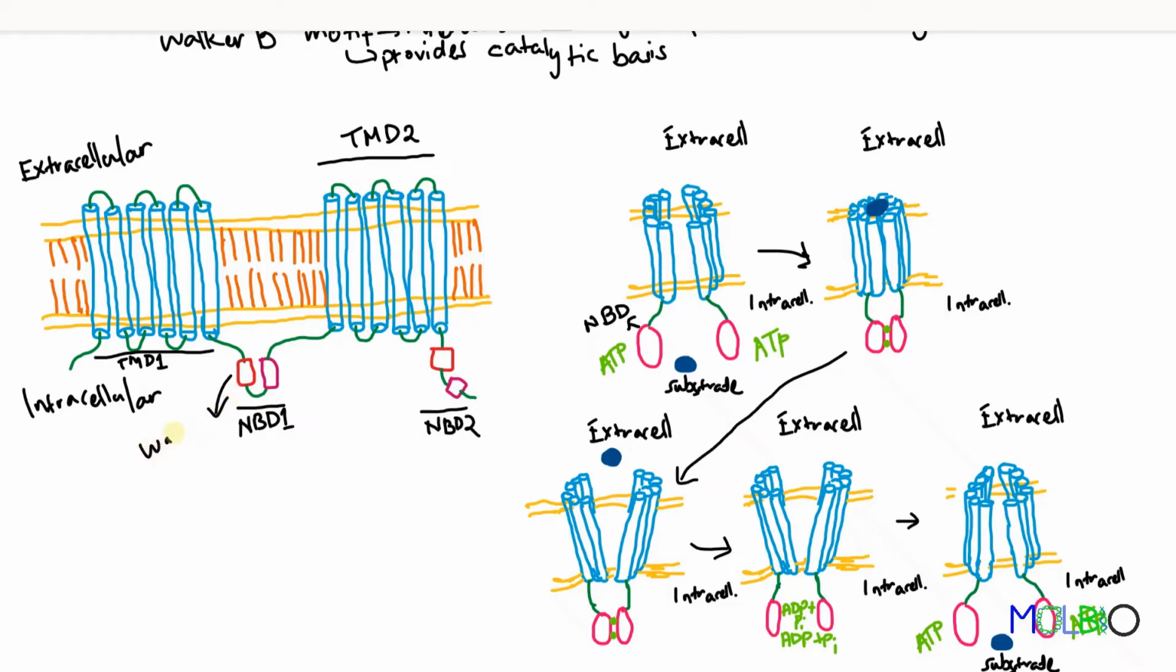As I was saying, there is a Walker A motif and a Walker B motif in each NBD. Along with Walker A and Walker B, there are other motifs called H loop, Q motif, and such different motifs with different amino acid composition. But Walker A and Walker B are the most important ones, so I've only mentioned those two here.